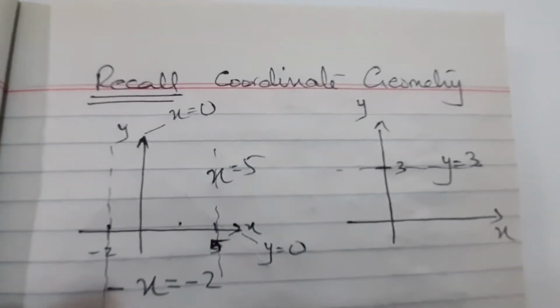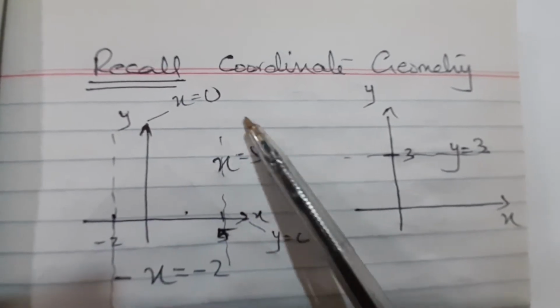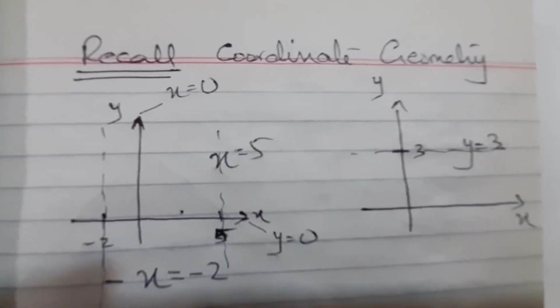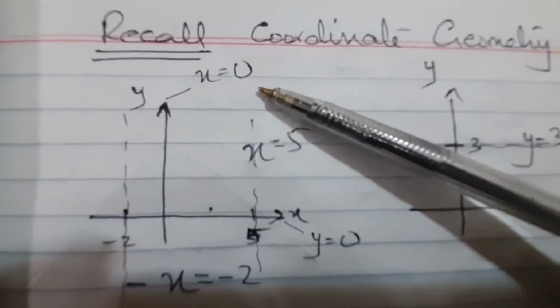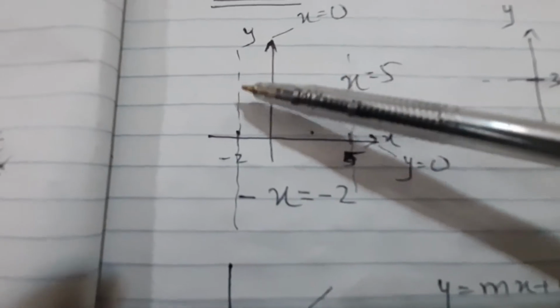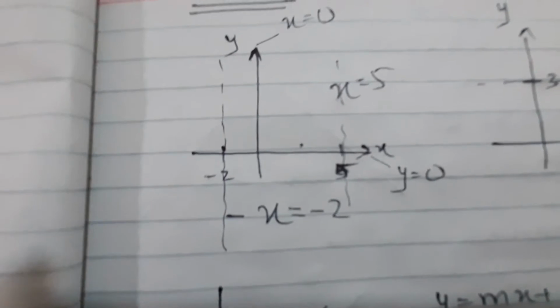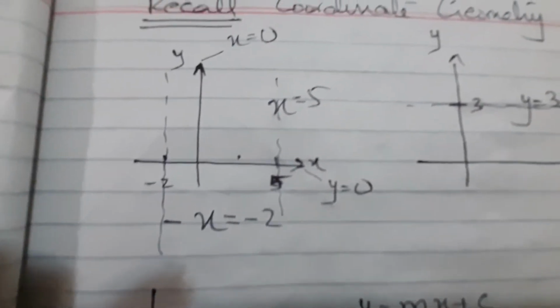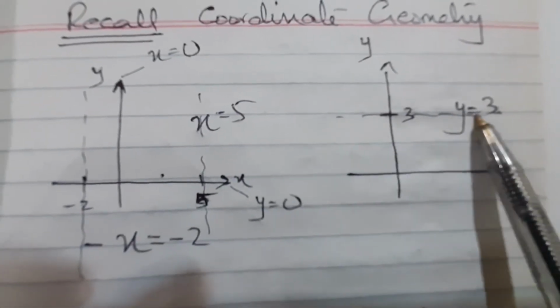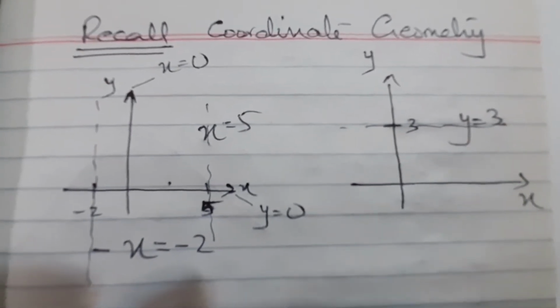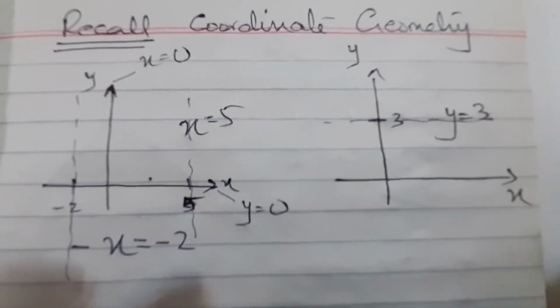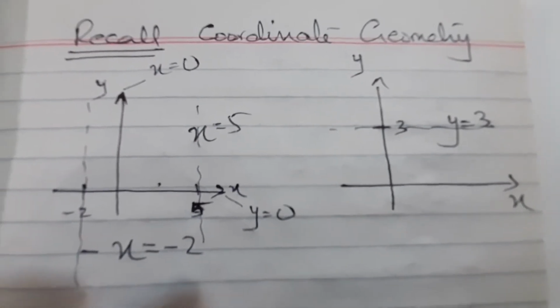Okay, so we know from coordinate geometry that if a line is passing through the point on the x-axis, for example 5, then this line is called x equals to 5. If it is passing through minus 2, we will call it x equals to minus 2. Agreed? And if it is passing through a point on the y-axis, suppose 3, a horizontal line, then the name of this equation is y equals to 3, right?